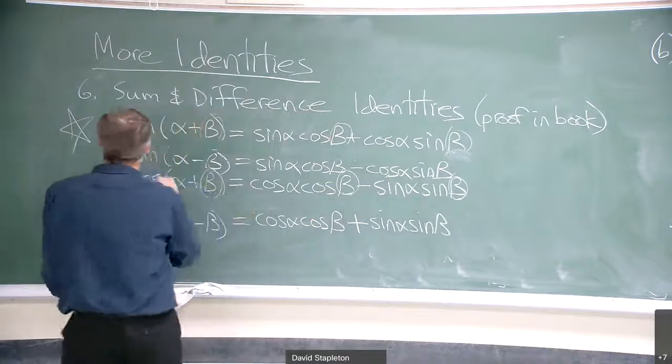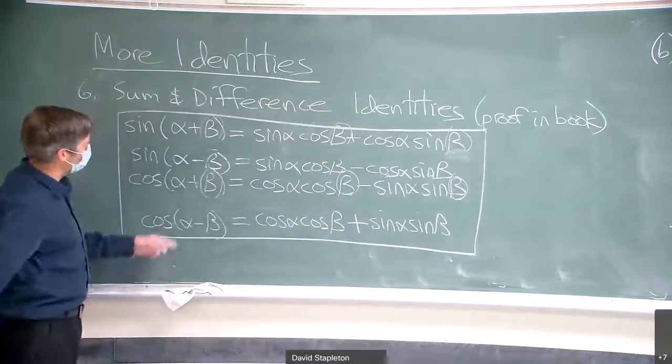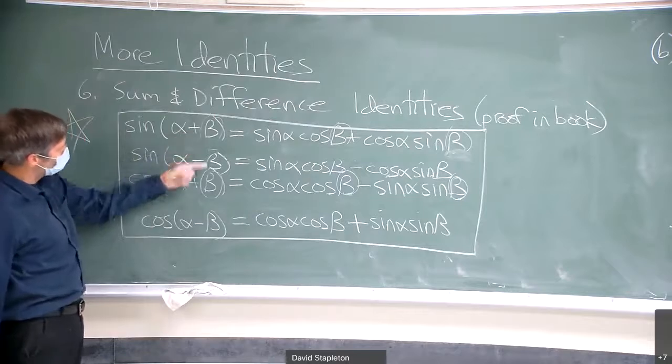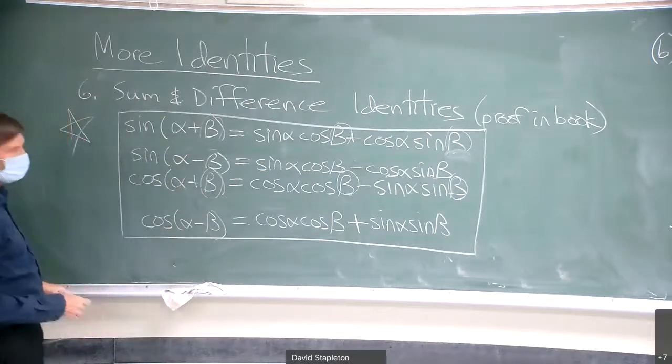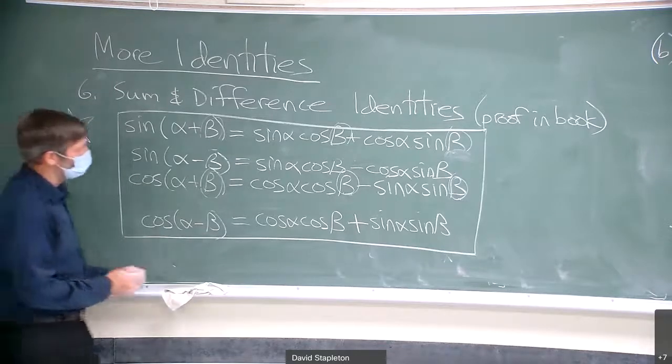I'll erase these because what I want is for you to memorize all four of these. But I did want to point out that it's easy to prove this one by putting minus beta here. It's easy to prove this one by putting minus beta here, just in case you forget. There are the sum and difference identities for sine and cosine. We're also going to get some for tangent. But the last three functions besides sine and cosine and tangent are not as important. People tend to not memorize those. They aren't used as much.